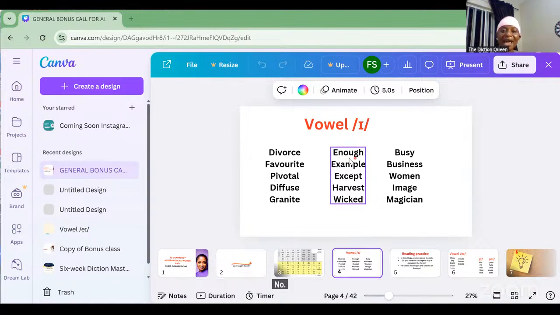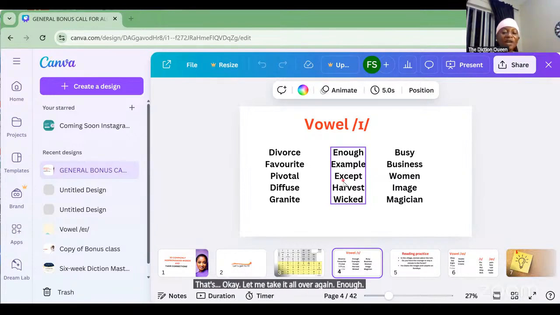Enough. Enough. Enough. Yes, ma'am. Example. Egg. It's not a. It's a. Like you want to say the letters of the alphabet. A, B, C. Egg. Example. Yes, example. The next one. Example. Accept. Egg. This one has a g. This one has a k. Accept.